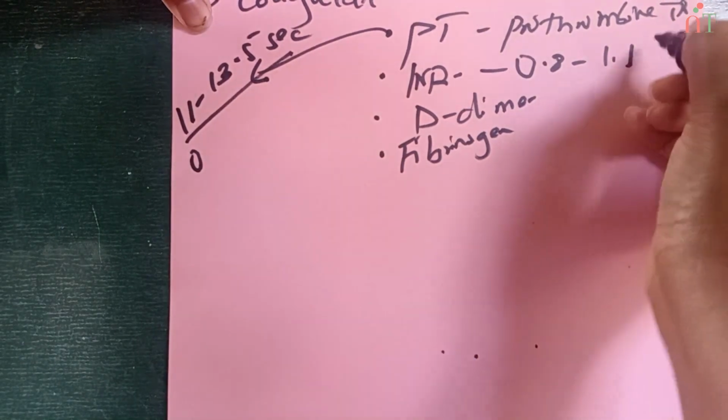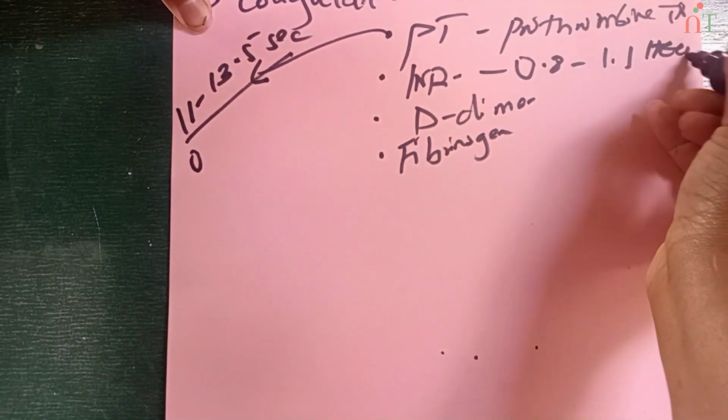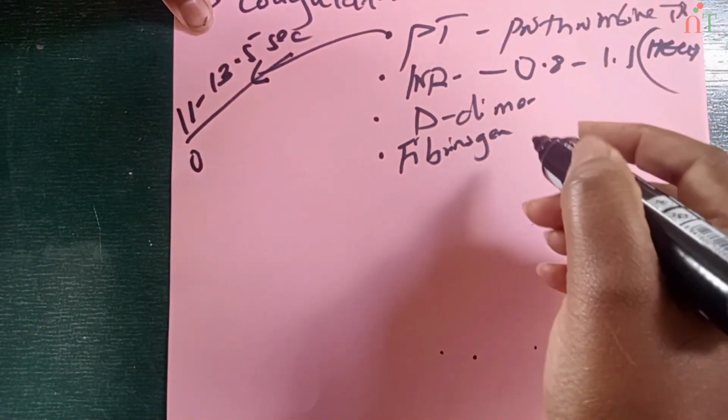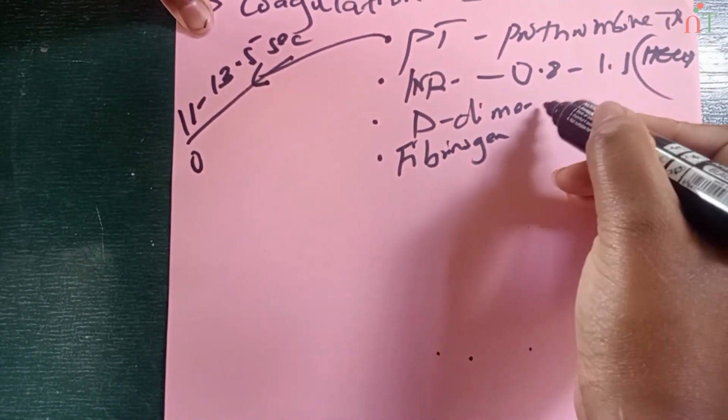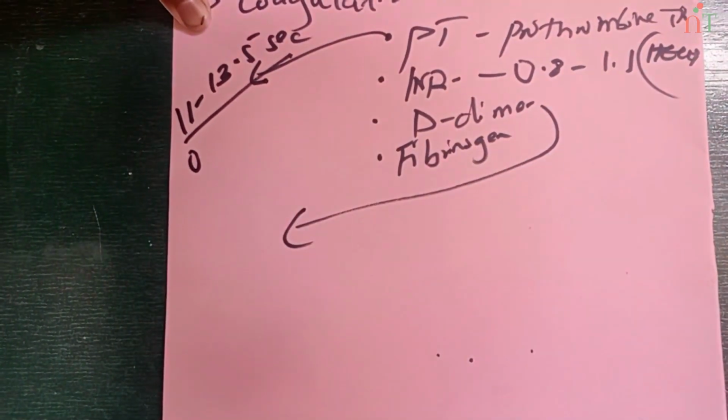That is what we were calling the HELLP, and we are going to be talking about this when we talk about complications of preeclampsia. And then the D-dimer.